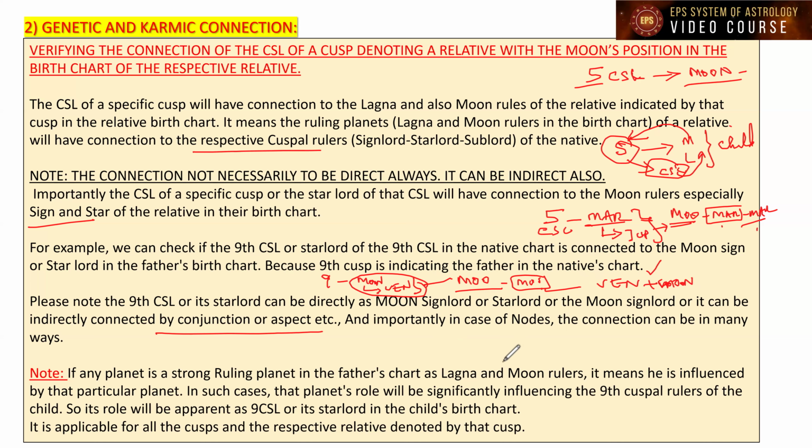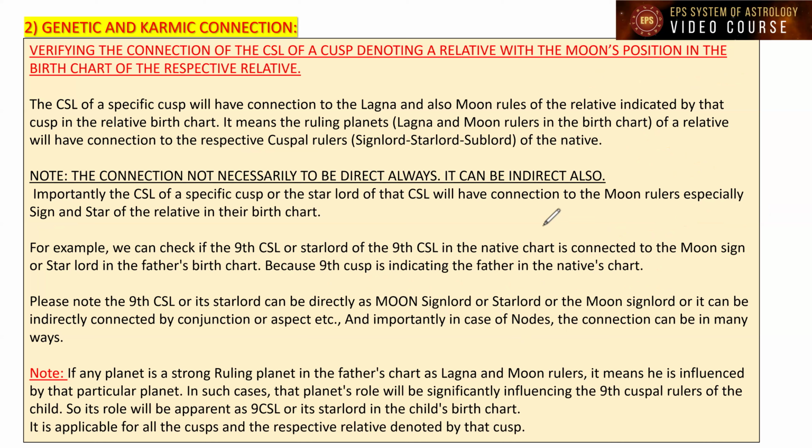Because we cannot expect all the sublords of the ninth house to be the same. Suppose your father is having 4 kids. For all the four kids, the ninth sublord cannot be the same, because the father is the same, but for all children the ninth sublord will not be the same. But the father's moon sign and moon star will be the same. So the first child can have one sublord, the second child another sublord, the third and fourth different sublords of the ninth house, but somehow or the other they will have a connection to the moon of the father, directly or indirectly. That we have to keep in mind. I think you're able to understand, right?